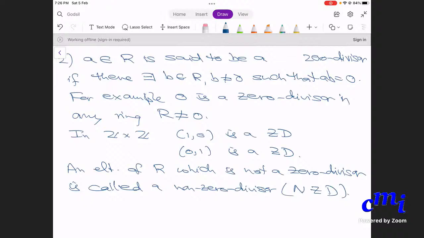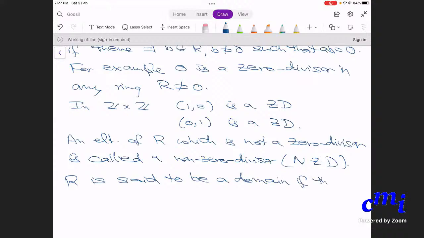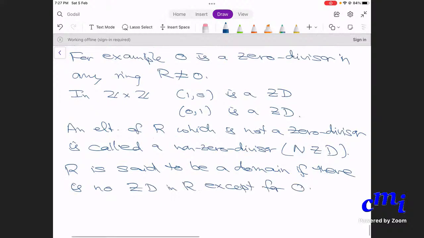Right? So with the definition of zero divisors, we can define the integral domain, which everybody knows. R is said to be a domain, or integral domain, which I'll just say domain, if there is no zero divisor in R except for 0. 0 always is a zero divisor, but if everything else is a non-zero divisor, that means you cannot multiply two non-zero elements of R and get 0. That's the usual definition of an integral domain: a ring without zero divisors.